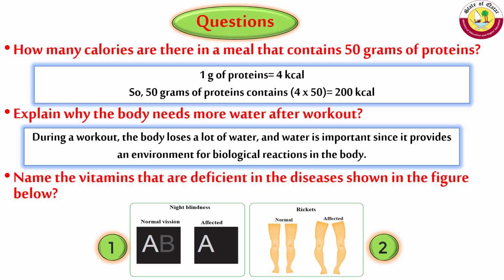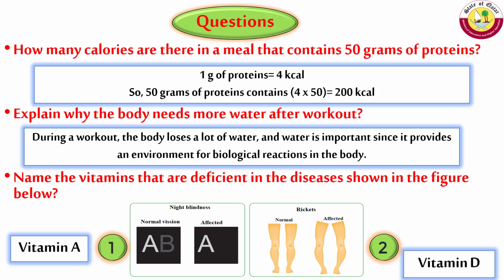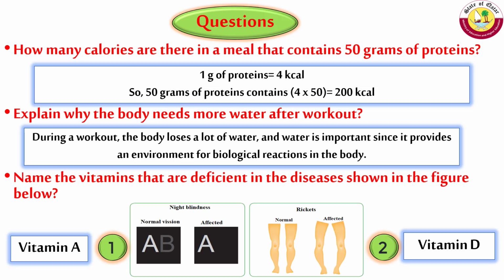Question 3. Name the vitamins that are deficient in the diseases shown in the figure below. Figure 1 shows vitamin A deficiency, whereas figure 2 shows rickets, which is caused by vitamin D deficiency.